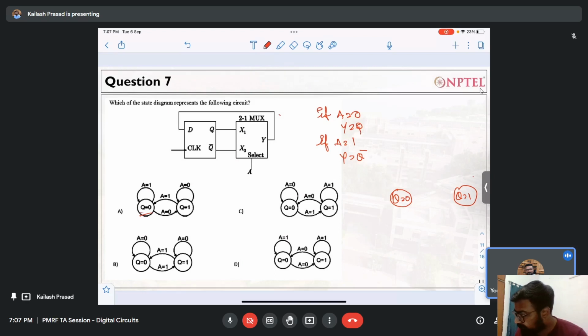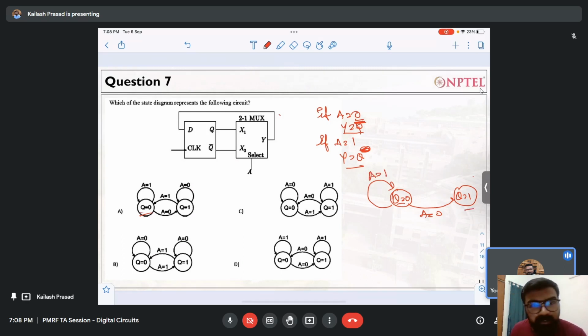Okay, if my a is something, what will be my next state? If my a is equal to 0 and q equal to 0, I think I have written it incorrectly, right? So if a is 0, it will be q bar, and if a is equal to 1, it is q. So now the question is, if my a is equal to 0, what will happen? The q node will flip, it will be q bar. So if a is equal to 0, q node will flip, it is going to next state. If a is equal to 1, it will remain as it is.